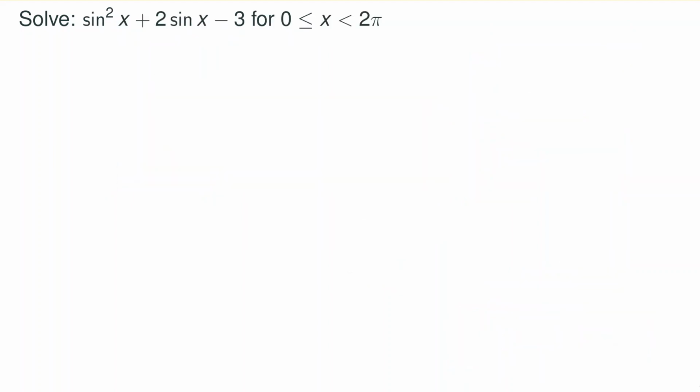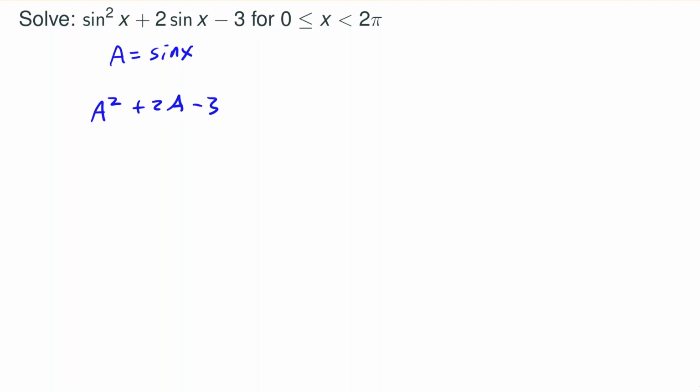Solve sine squared x plus 2 sine x minus 3 between angle 0 and 2 pi. So when we have a quadratic like this, we can try to factor. So let a be sine x. Then we get a squared plus 2a minus 3.